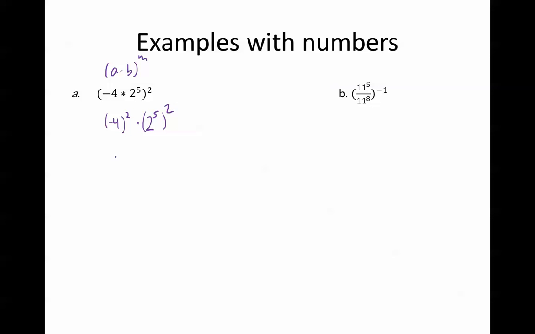So simplifying this becomes 16 times, and then 2 to the 5th squared. I have a power to a power. That's 2 to the 10th. Now we could simplify this down to a single number if we really wanted to. The 2 to the 10th being something very large. It turns out that when you actually do this whole thing, it ends up being 16,384.